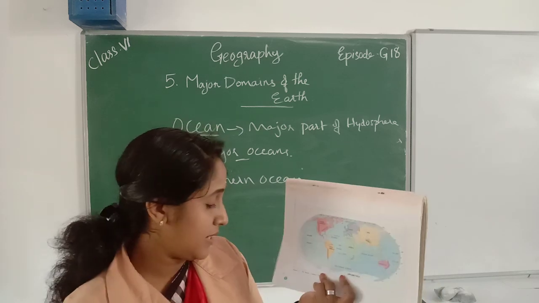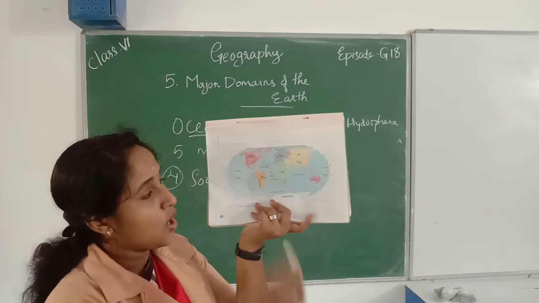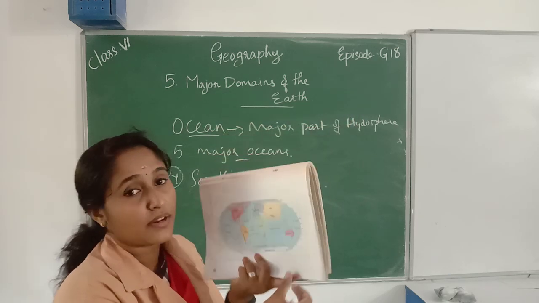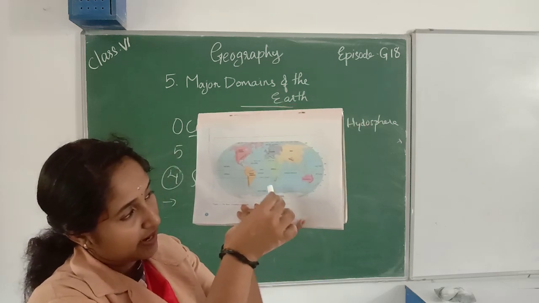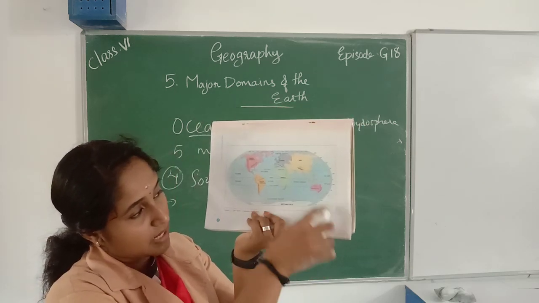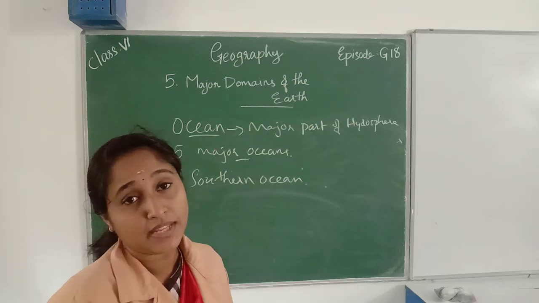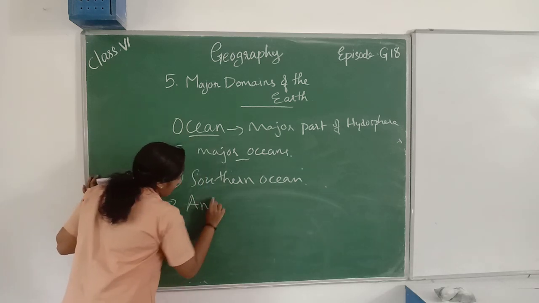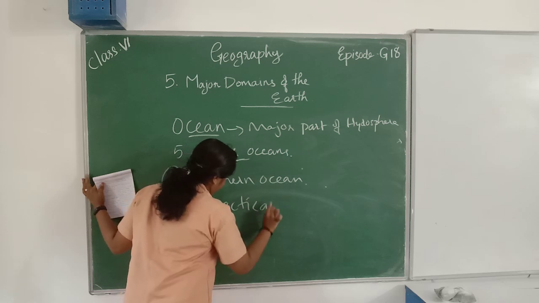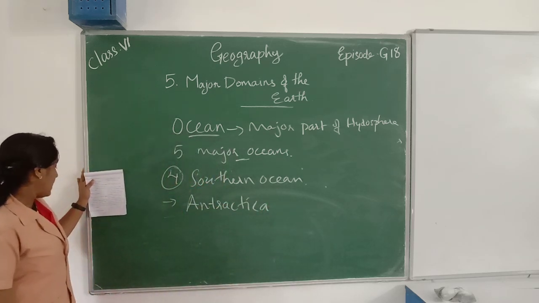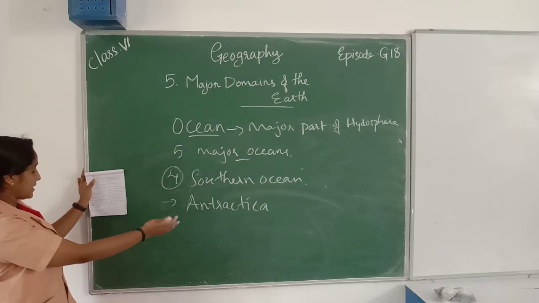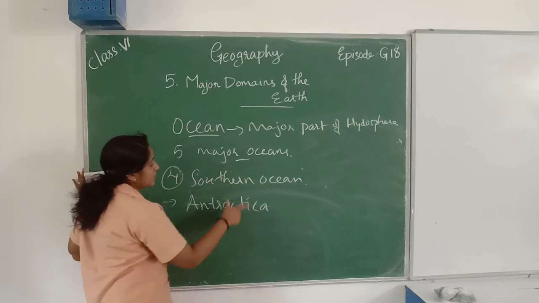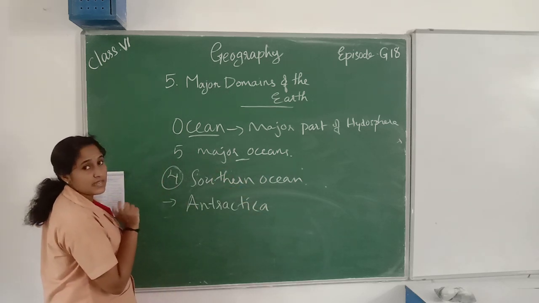Page number 31. This is the Southern Ocean, near the continent of Antarctica. This is the continent Antarctica, surrounded by the Southern Ocean. It is covered with the Antarctica continent. That is the Southern Ocean.